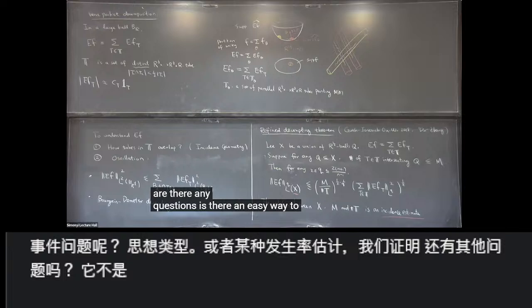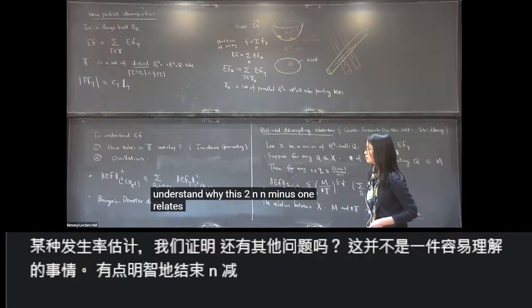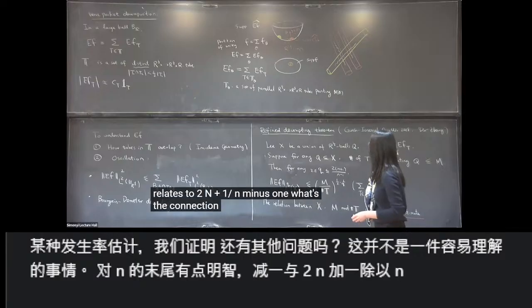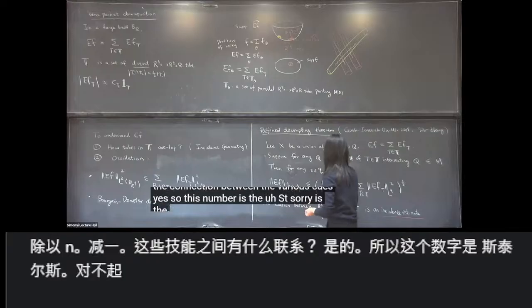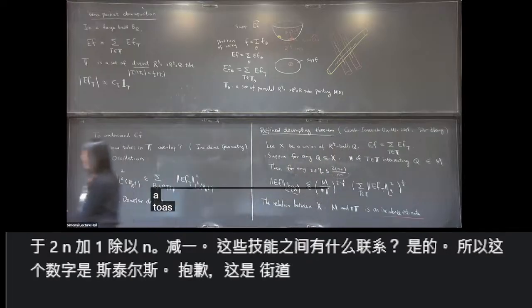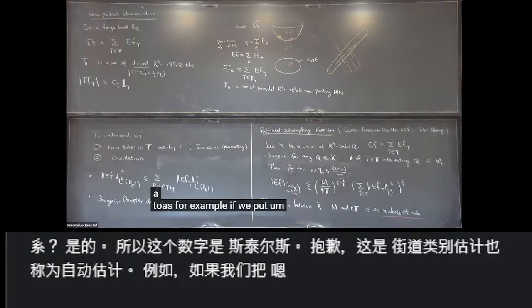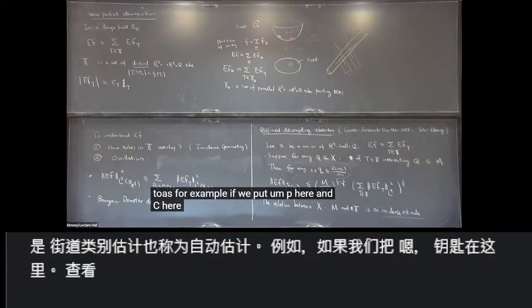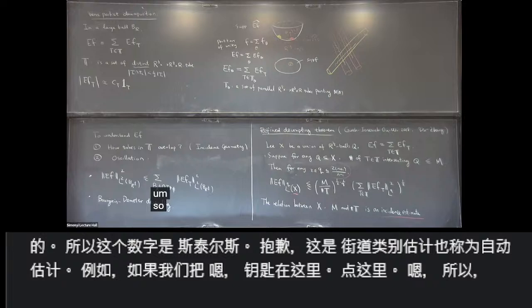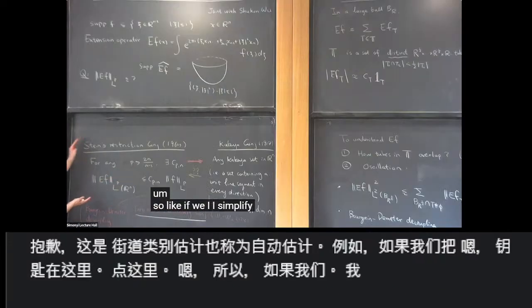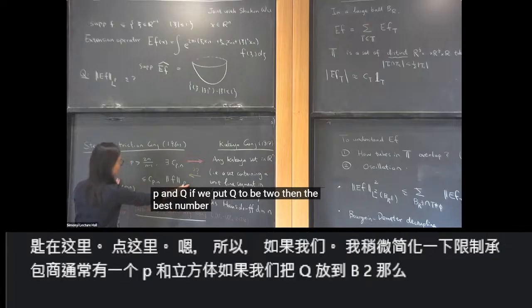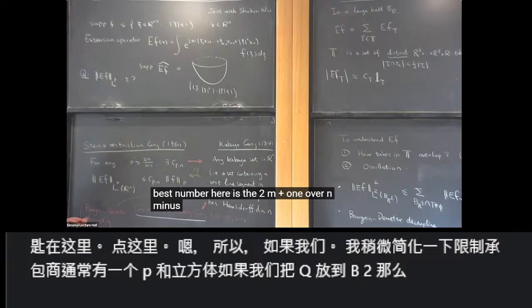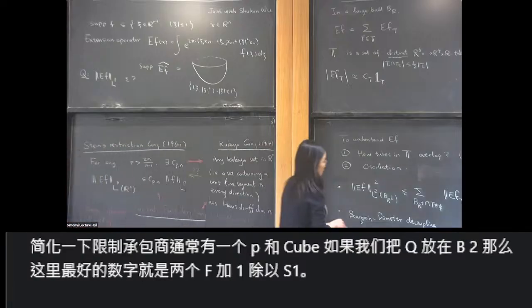Is there an easy way to understand why this 2n over n minus 1 relates to 2n plus 1 over n minus 1? What's the connection between the various Qs? Yes. So this number is the Stein-Tomas estimate. For example, if I simplify the restriction conjecture a little, usually there is a P and Q. If we put Q to be 2, then the best number here is 2n plus 1 over n minus 1.